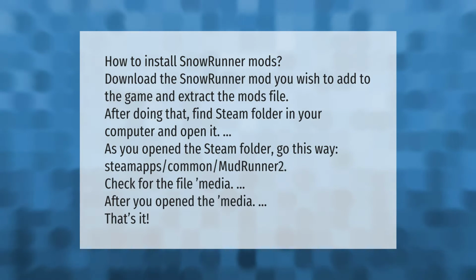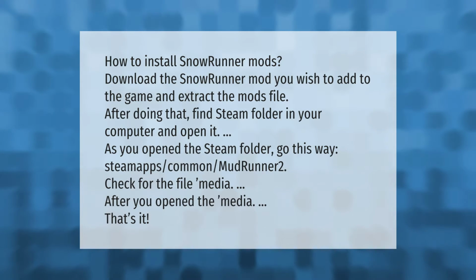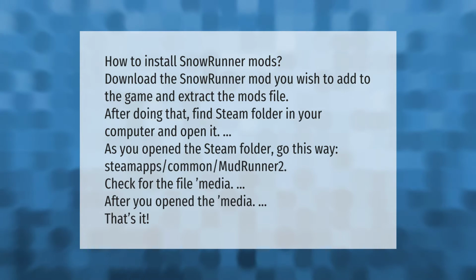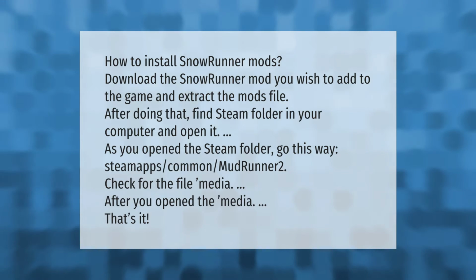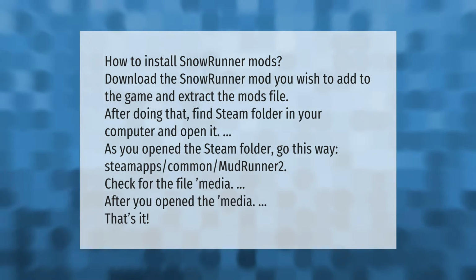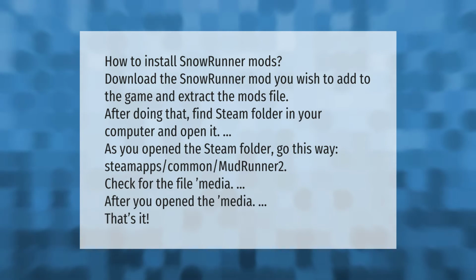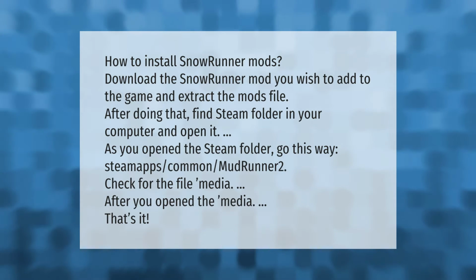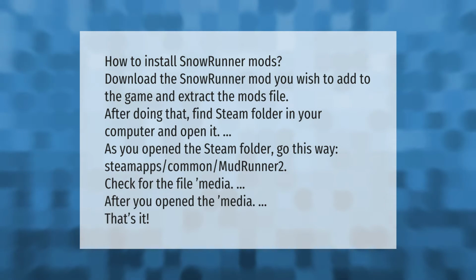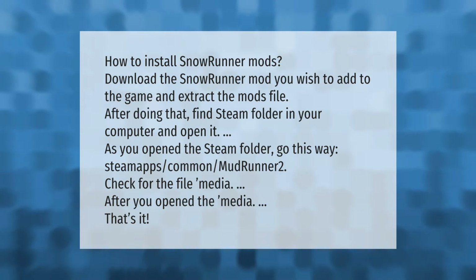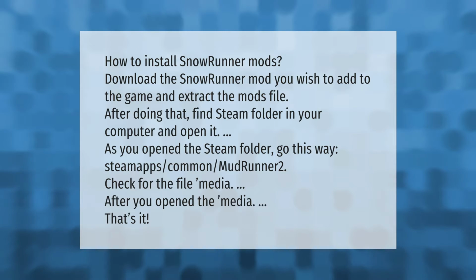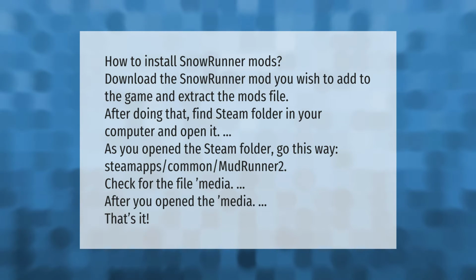How to install SnowRunner mods. Download the SnowRunner mod you wish to add to the game and extract the mods file. After doing that, find the Steam folder on your computer and open it. As you open the Steam folder, go this way: Steam Apps, Common, MudRunner 2. Check for the file, Media. After you open the Media, that's it.